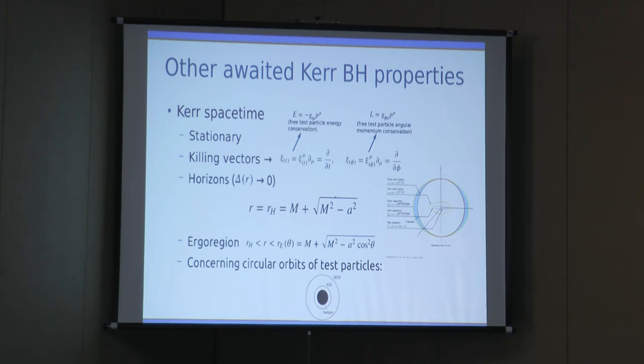Okay, and concerning circular orbits, there is particularly the inner stable circular orbit, which we will call ISCO for now. Say you have a particle that comes around a black hole. What is the last stable orbit before this particle goes into the black hole? The last stable orbit is this ISCO. I will tell you something about how we can calculate where the ISCO of a Schwarzschild and a Kerr black hole is.